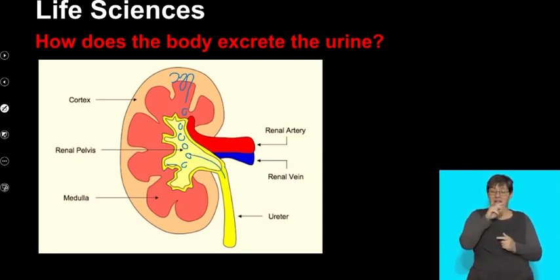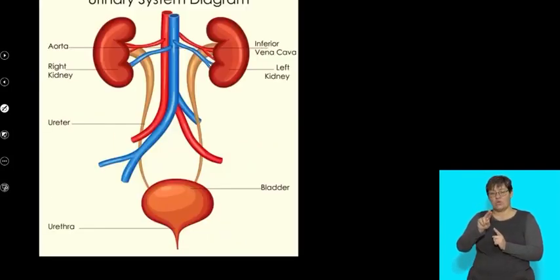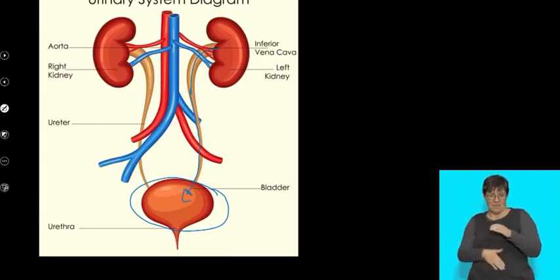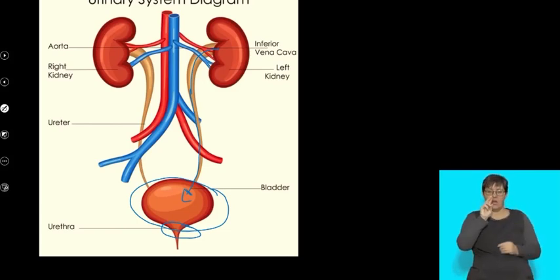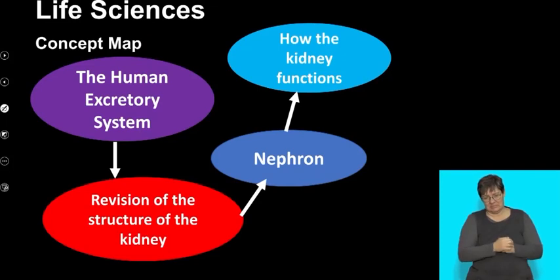And that pelvis leads into the ureter. Where does the ureter go? The ureter is going to take all this and it's going to store it in the bladder. And when it's stored in the bladder, as I said, the bladder is going to stretch and our brain's going to tell us, lady, it's full, let us go to the toilet, and then we have a urethra, and then we go to the toilet.